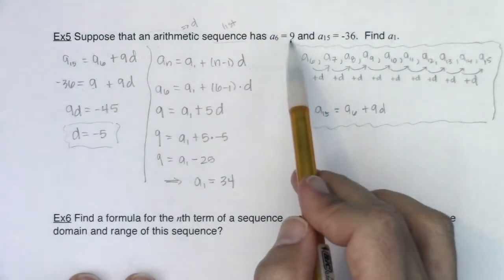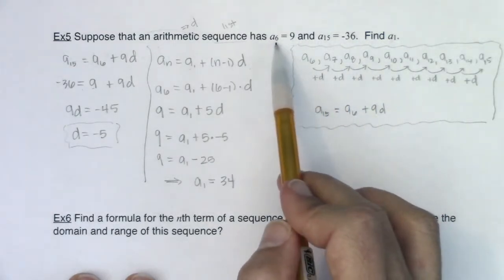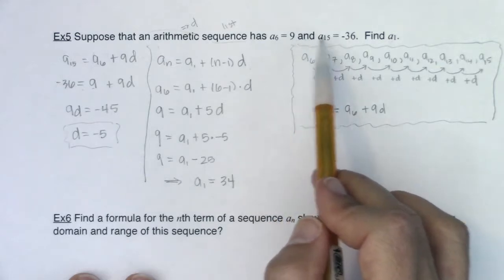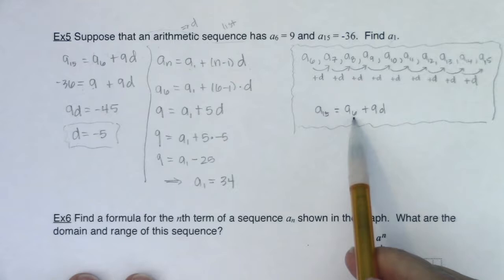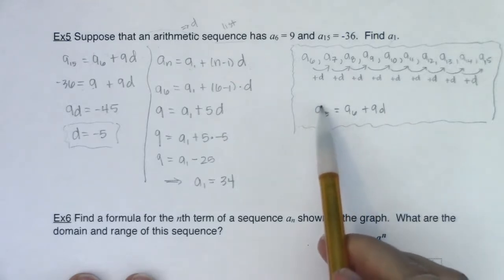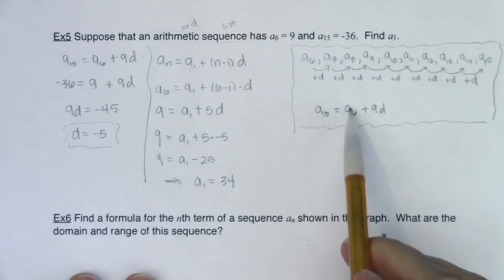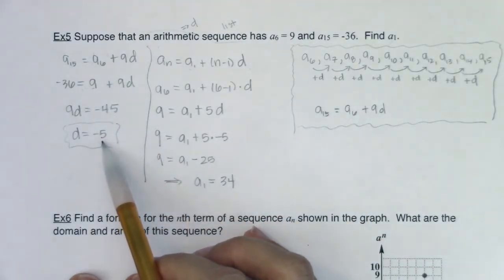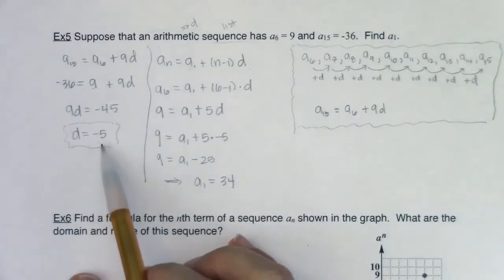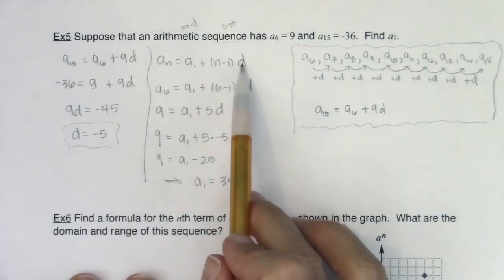Now, I had to be able to find d by knowing that if I started at a sub 6 and I added 9 of those d's, I would end up at a sub 15. So a sub 15 is a sub 6 plus 9d. I can plug in negative 36 for a sub 15. I can plug in 9 for a sub 6. And you saw me get to d being negative 5, which is a critical piece of information. So then I take that d being negative 5 and I plug it in here.